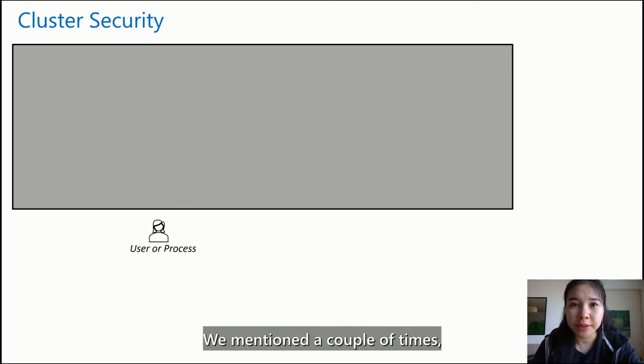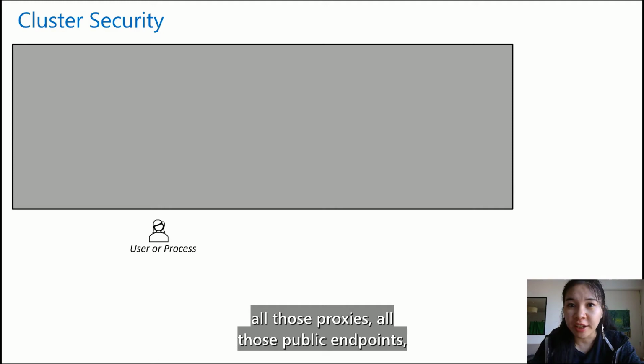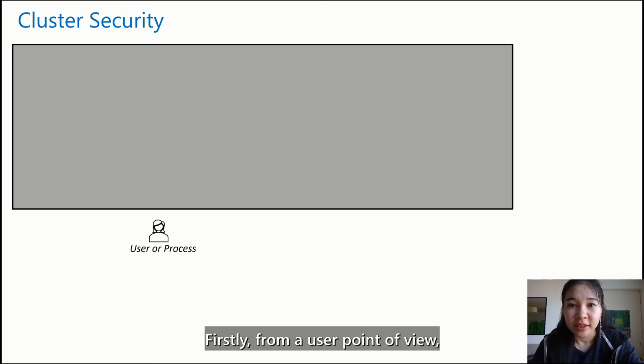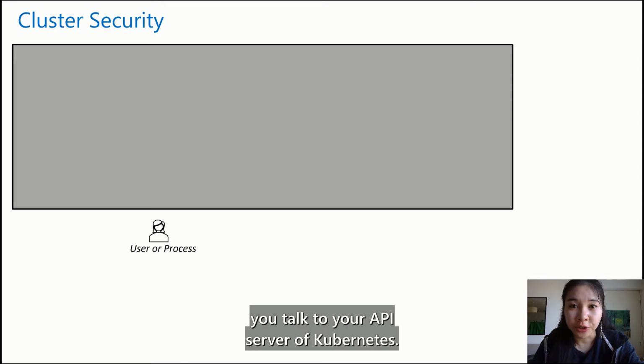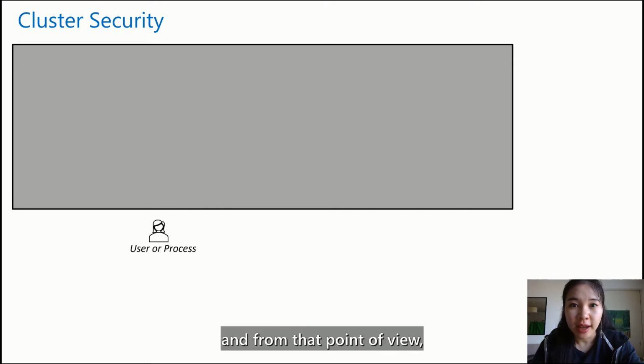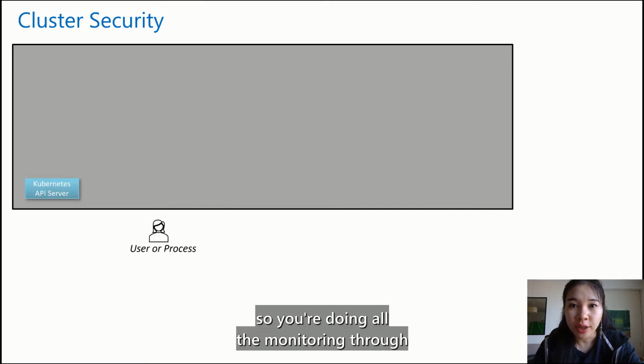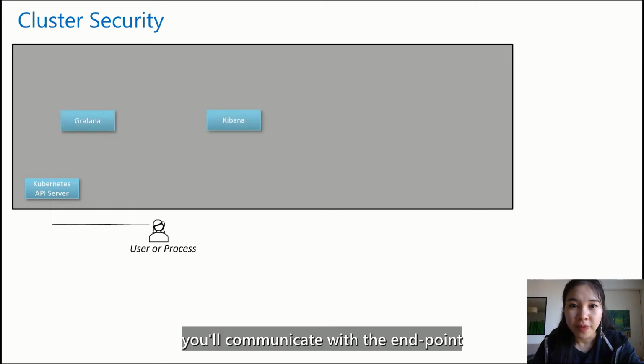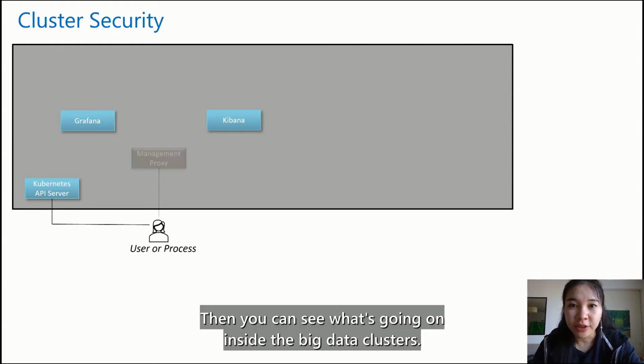We mentioned a couple of times all those proxies, all those public endpoints. So let's look at a security perspective for big data clusters. Then you'll understand why we do that. So firstly, from the user point of view, we talk to the API server of Kubernetes, knowing that this is the infrastructure level. From that point of view, you're doing all the monitoring through the Kibana and Grafana dashboards. Actually, in that case, you communicate with the endpoint which is exposed by the management proxy. Then you can see what's going on inside the big data clusters.